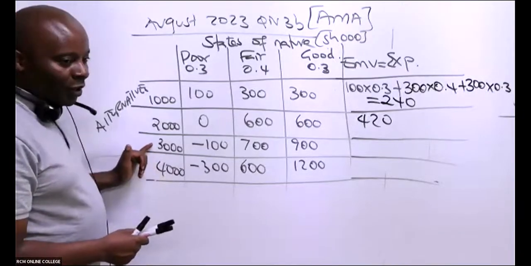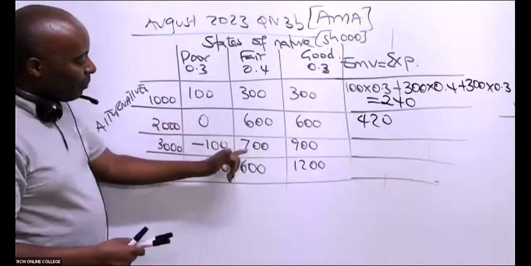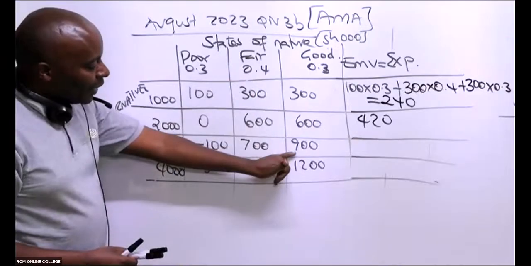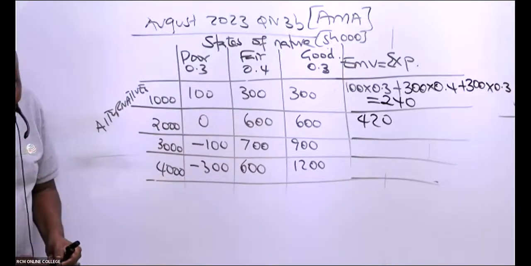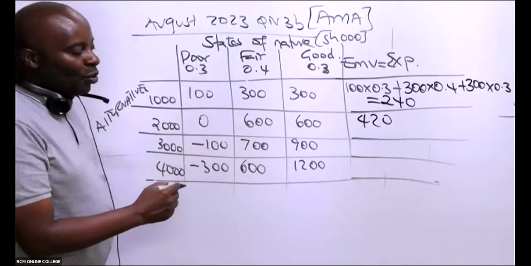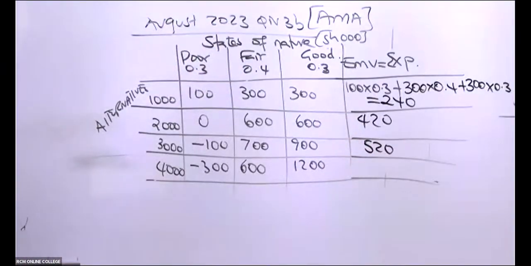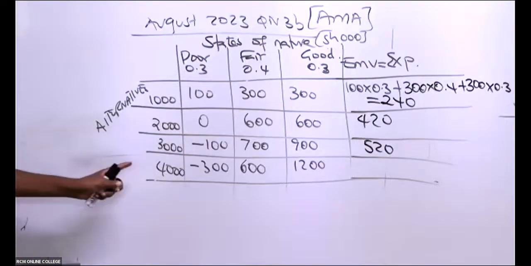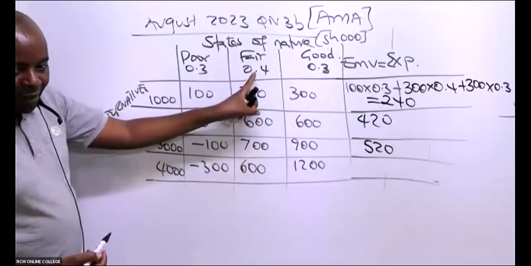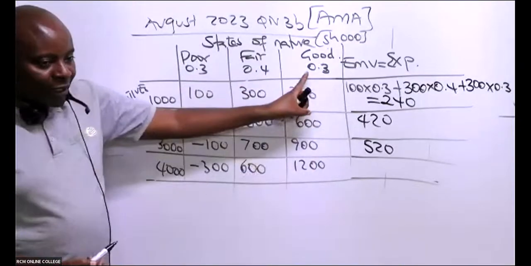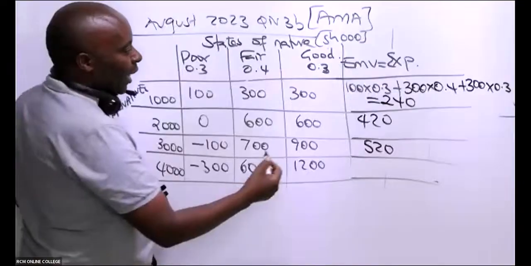If we decide to sell 3,000, there are 3 possibilities. So you take minus 100 times 0.3 plus 700 times 0.4 plus 900 times 0.3. You give me an answer. According to Pius Nyanga, he's getting 520. And then very lastly, the last option is minus 300 times 0.3 plus 600 times 0.4 plus 1,200 times 0.3, which ends up giving me 510.